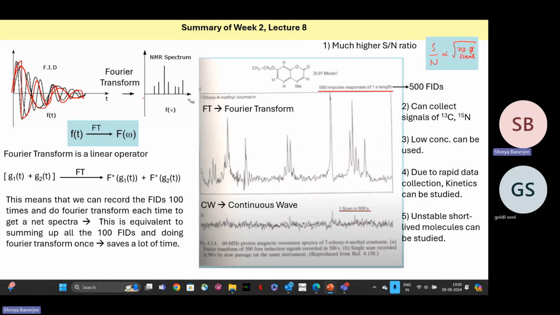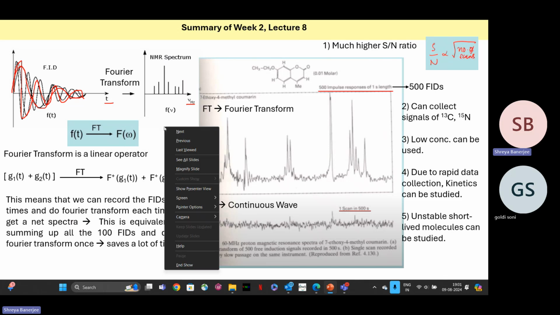If you do a Fourier transform where in the x-axis instead of time you have frequency, then you will get what you see in the conventional NMR spectra. You get different lines at different frequencies. So a Fourier transform will change the FID to what we observe as the NMR spectra.